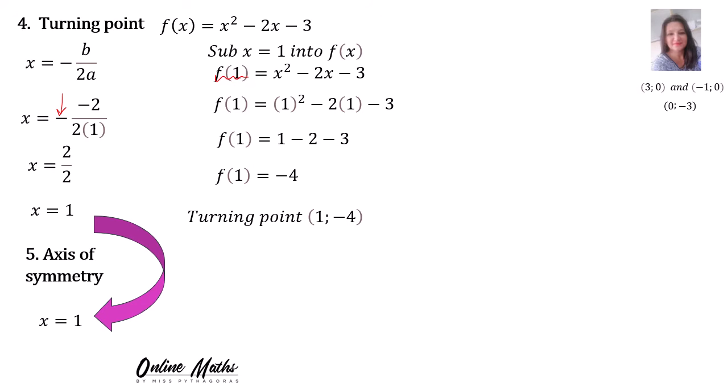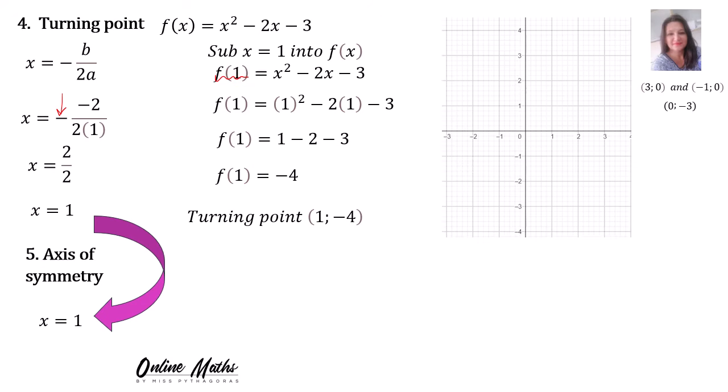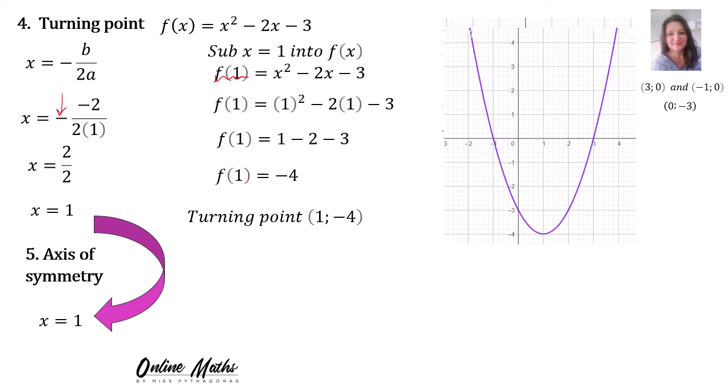Now, let's sketch this parabola. On the right-hand side there you find (3, 0) and (-1, 0). They are the two x-intercepts. So there's your Cartesian plane, and now we can plot the coordinates. So the point (3, 0) is that one, the point (-1, 0) is that one. And then your y-intercept, (0, -3), and your turning point, the point (1, -4). And then when you join the dots, there's your graph.